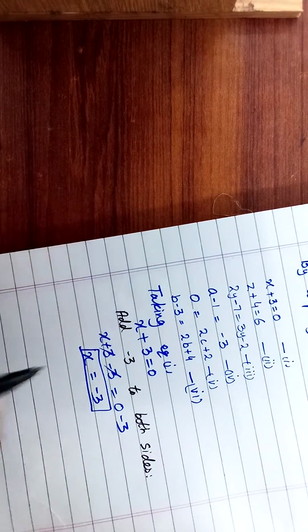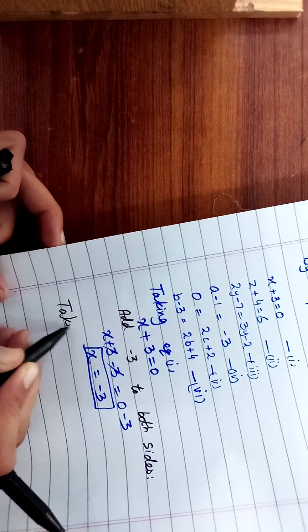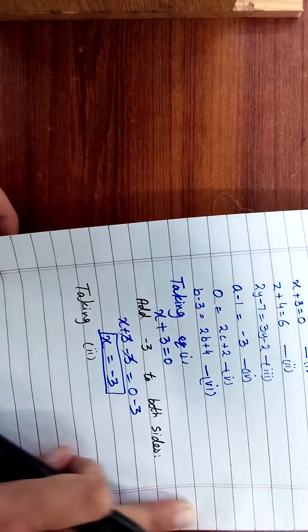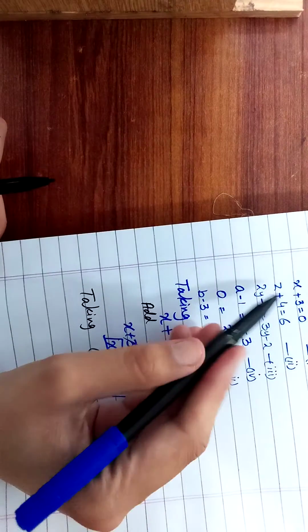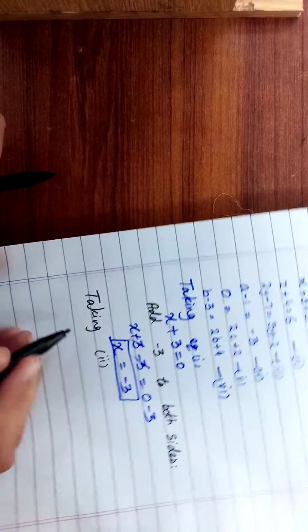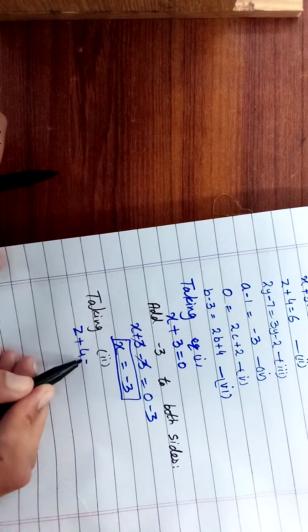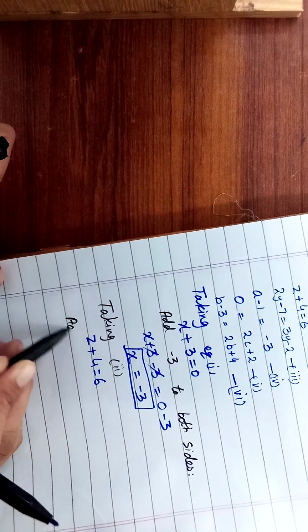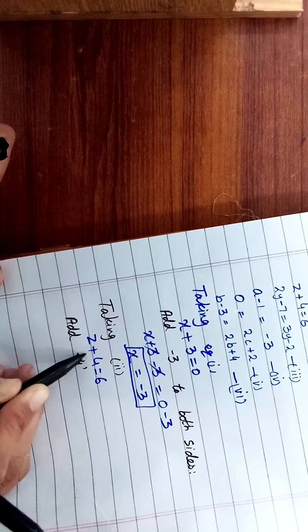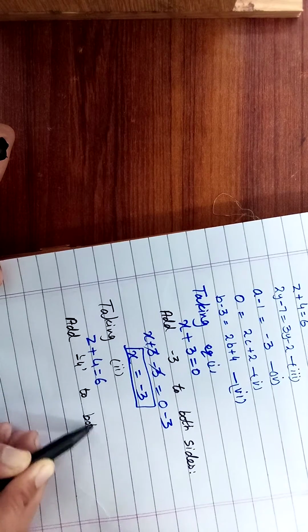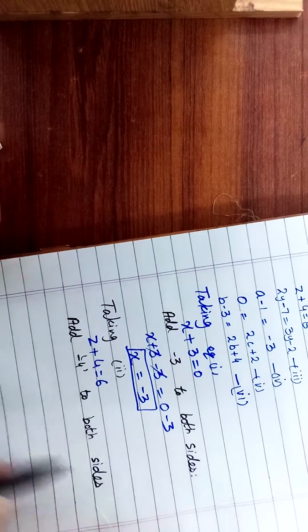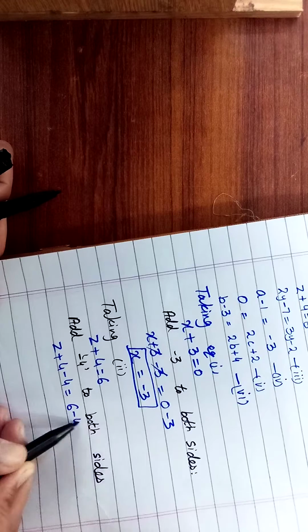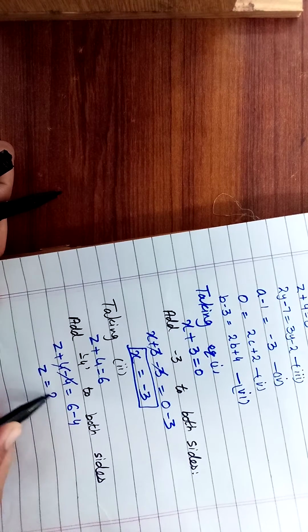Now taking equation 2. Now it's turn to solve the next equation, which is equation number 2. So equation 2 was z plus 4 is equal to 6. Now what will we do? We have to find the value of z. So for that purpose, we will add minus 4 to both sides. By adding minus 4 to both sides, we will get z is equal to 2.